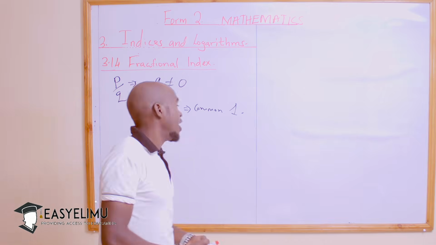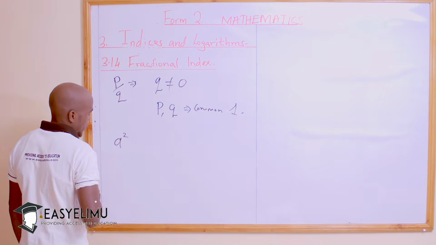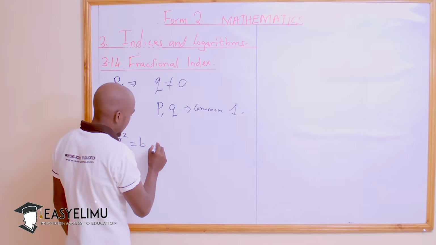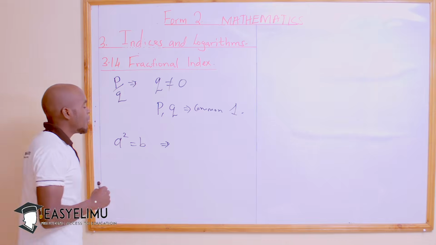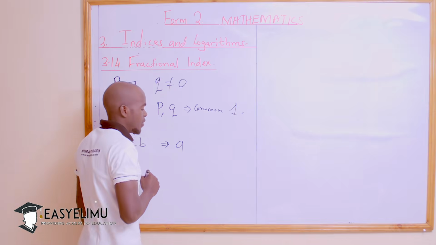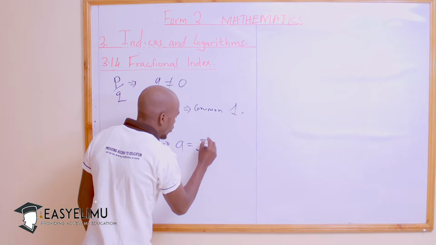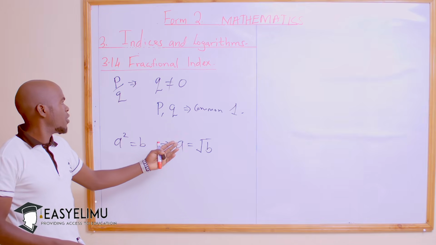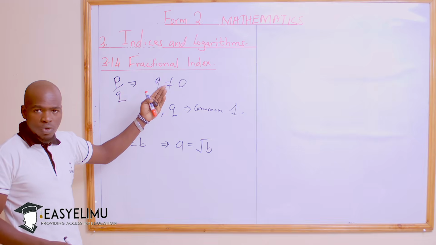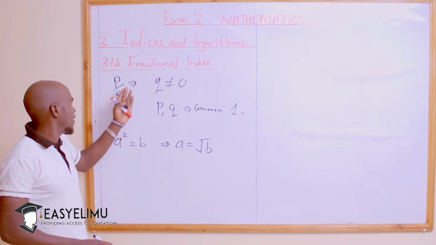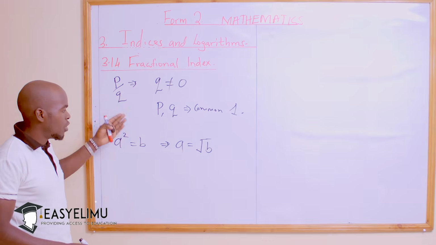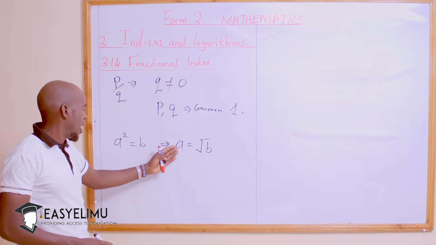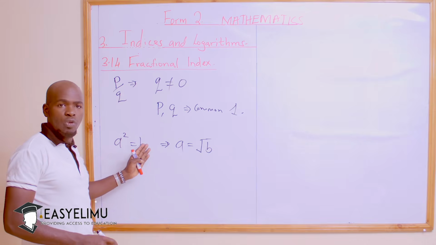So in case we have a squared being equal to b, it simply means that a is equal to the square root of b. How is this related to fractional index? We have said fractional index is written in the form of p over q. But here I have written square root of b being equal to a, whereby a squared is equal to b.